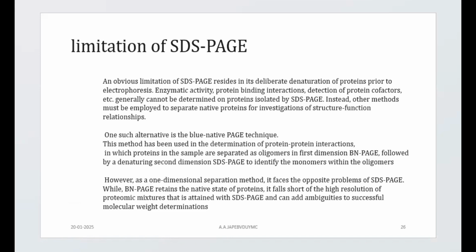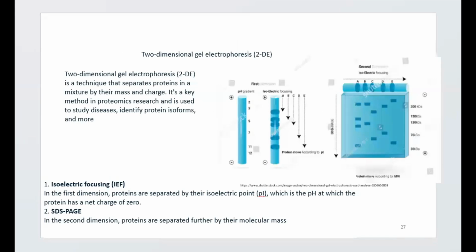Enzymatic activity, protein binding interactions, detection of protein cofactors, etc., cannot generally be determined when you are studying the protein with SDS-PAGE. So you have to have some methods which are going to retain the native conformations, and an alternative method is the blue native PAGE technique, right? That is what we had referred to in the previous lecture. Similarly, when resolving a large number of proteins or their similar structural forms, isomers, then you cannot complete the analysis with the help of SDS-PAGE alone.